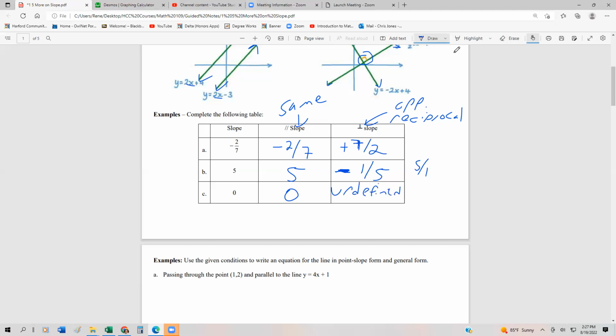Think about this. Remember we said that if you have a slope of 0, that's a horizontal line, and if it's undefined, it's vertical. If I draw a vertical line intersecting a horizontal line, it certainly forms a right angle at the point of intersection. So what are we going to do with this knowledge? We're going to be able to find equations of lines that are parallel and perpendicular to other lines.